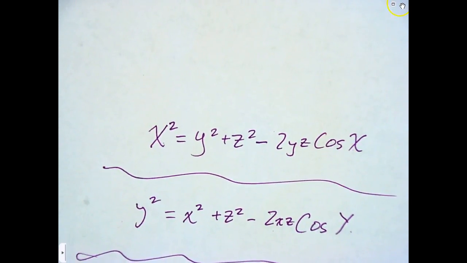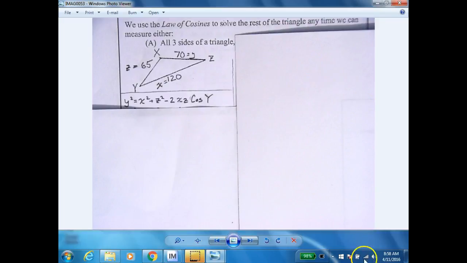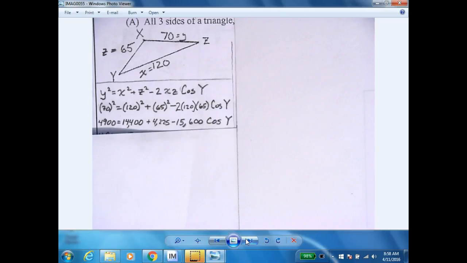All right. So hopefully we're calculating it out there. I'm going to be gradually putting up the steps here so you can make sure you're doing it right. There's everything plugged in and calculated out. $4,900 equals $14,400 plus $42,25 minus $15,600 cos y.